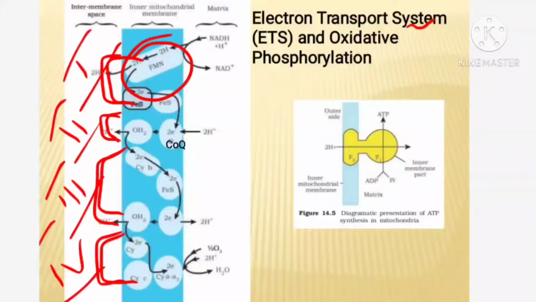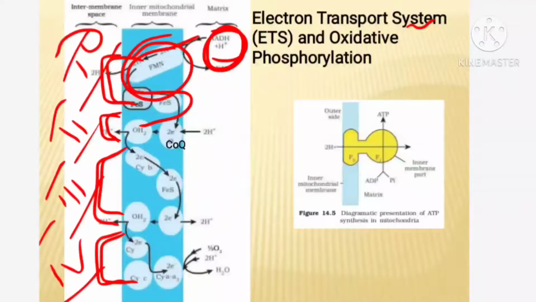When these electrons are moving through these electron acceptors, they are moving with very high energy. What are these electrons having? They are having energy. They are energy-rich molecules. So, when these electron acceptors are accepting and transferring, the energy is also getting transferred and released. And this energy which is released is used up in pumping the hydrogen which is present in the matrix to the intermembrane space.